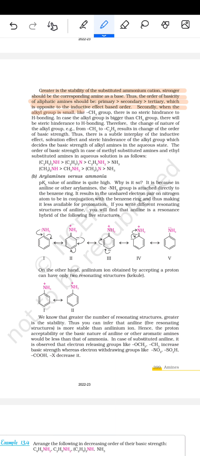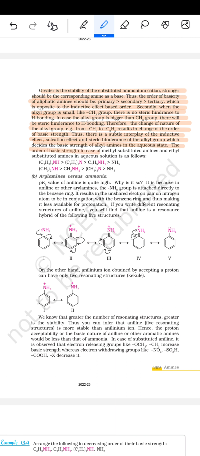When the alkyl group is small like the CH3 group, there is no steric hindrance to the H bonding. In case the alkyl group is bigger than the CH3 group, there will be steric hindrance to the H bonding. Therefore, the change of the nature of the alkyl group, for example from CH3 to C2H5, results in the change of the order of the basic strength. Thus, there is a subtle interplay of the inductive effect, solvation effect, and the steric hindrance of the alkyl group, which defines the basic strength of the alkyl amines in the aqueous state.